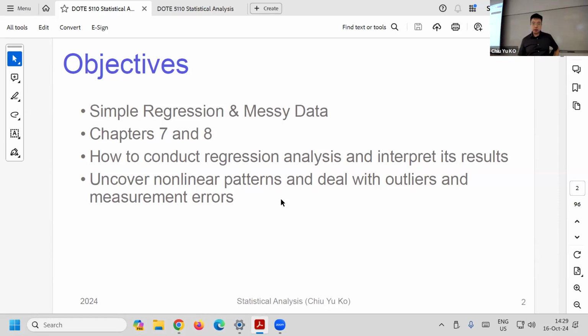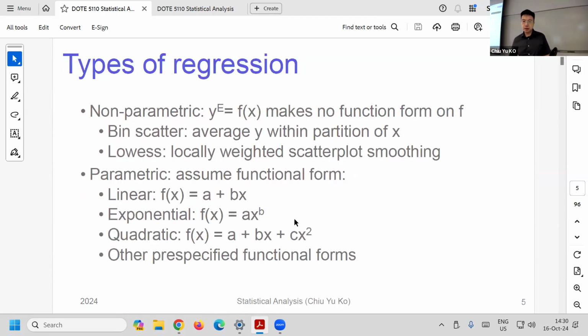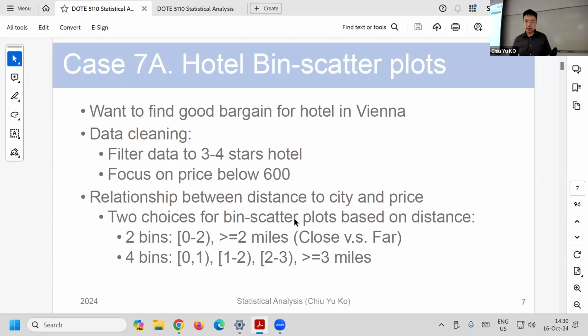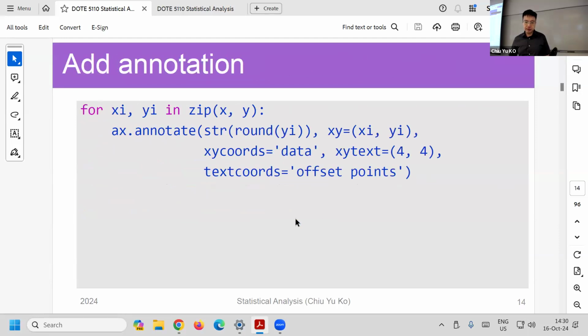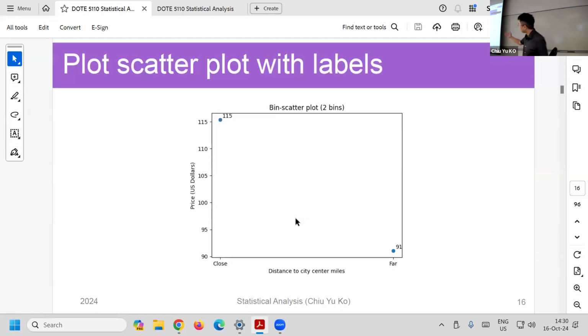So the first thing to focus on is just simple two columns, X and Y. How is X related to Y? And we learned there are several ways to do it. The most basic one is called the bin scatter plot. Just group them into multiple groups and look at the group mean as the prediction.